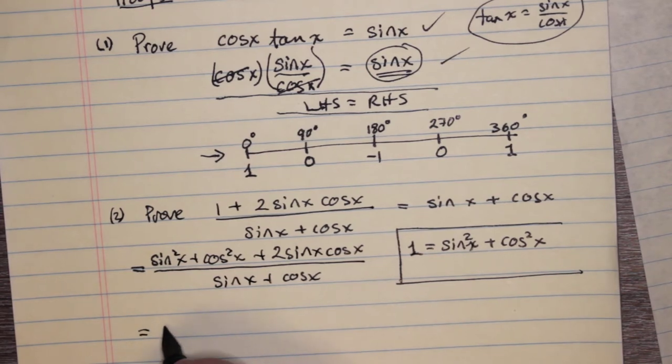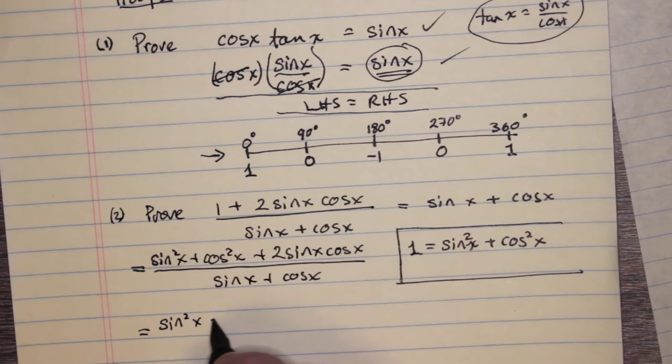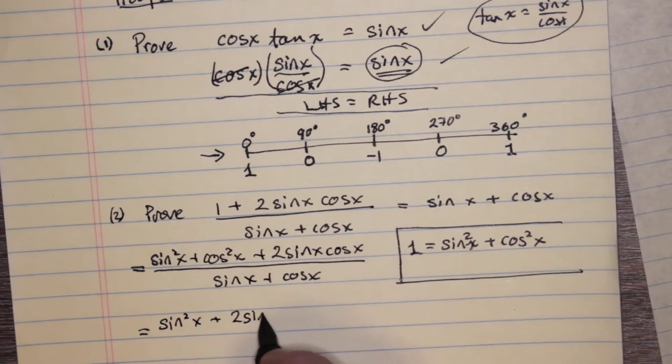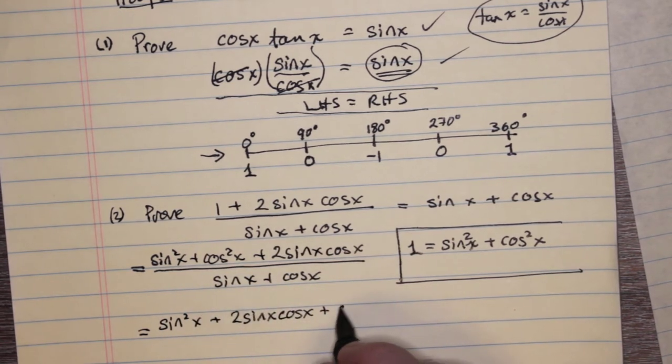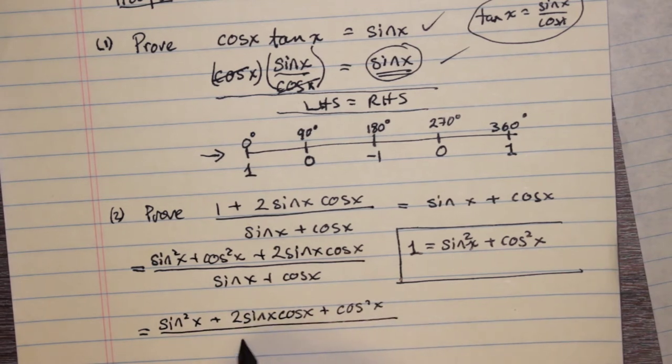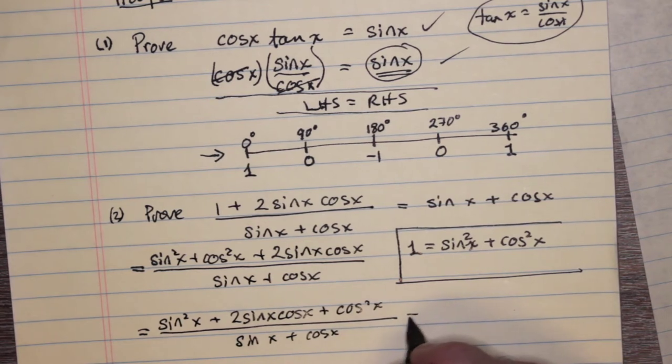Let's just, to see what's going on, reorder the terms. Sine squared x plus 2 sine x cos x, I'm going to put that second, and I can put cos squared x third, all divided by sine x plus cos x.